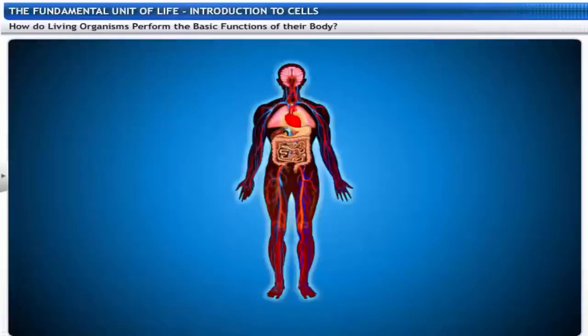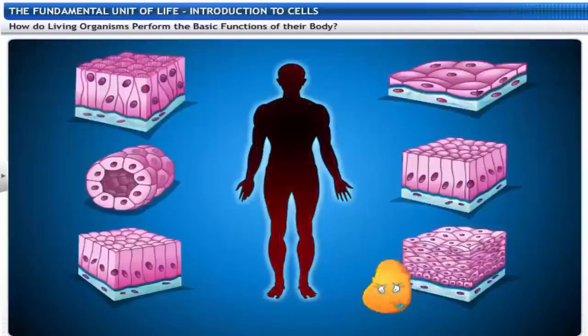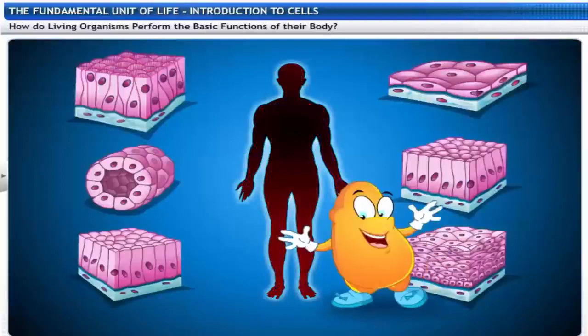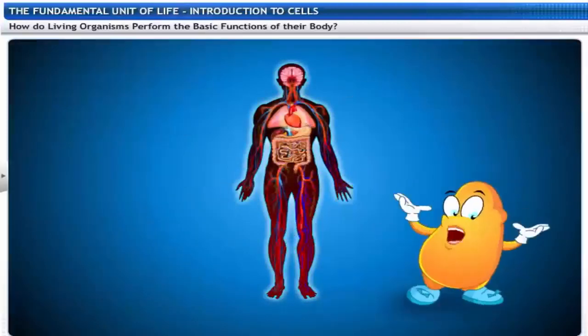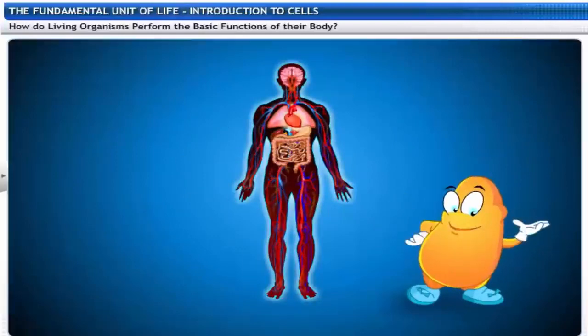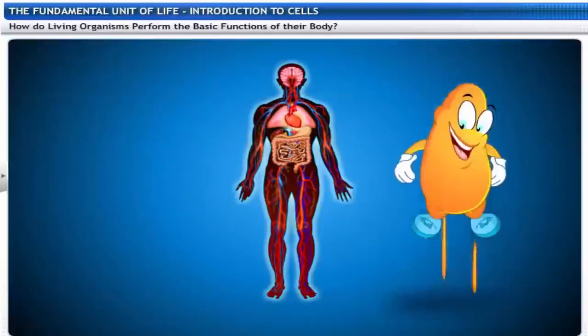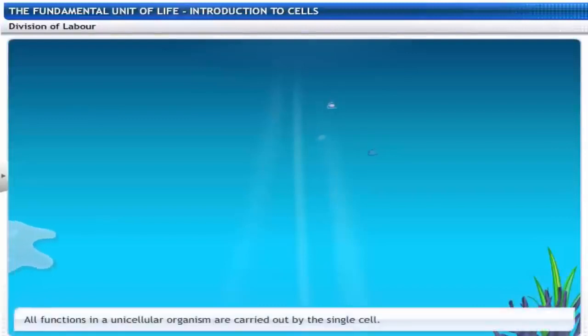Living organisms perform the basic functions through division of labor between different organs. Yeah, different cells have different jobs allotted to them, and we all work as a team for the body to function. All functions within a unicellular organism are carried out by the single cell itself.